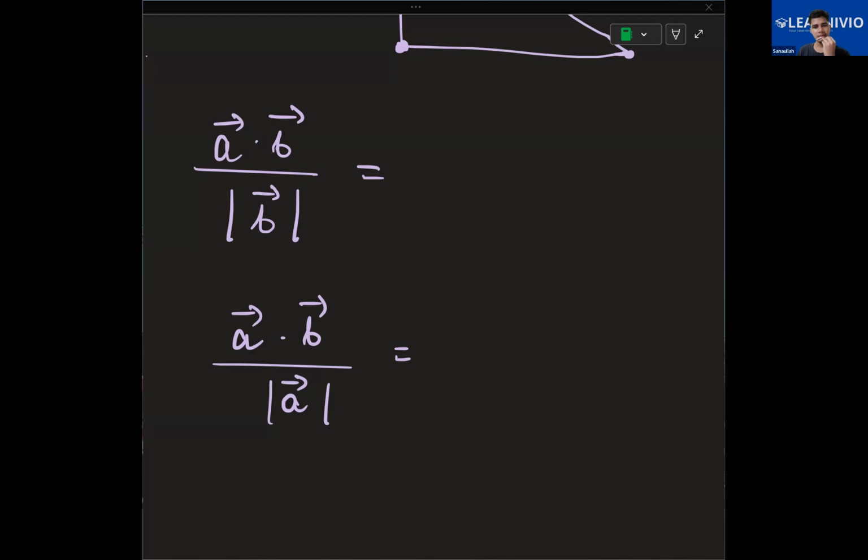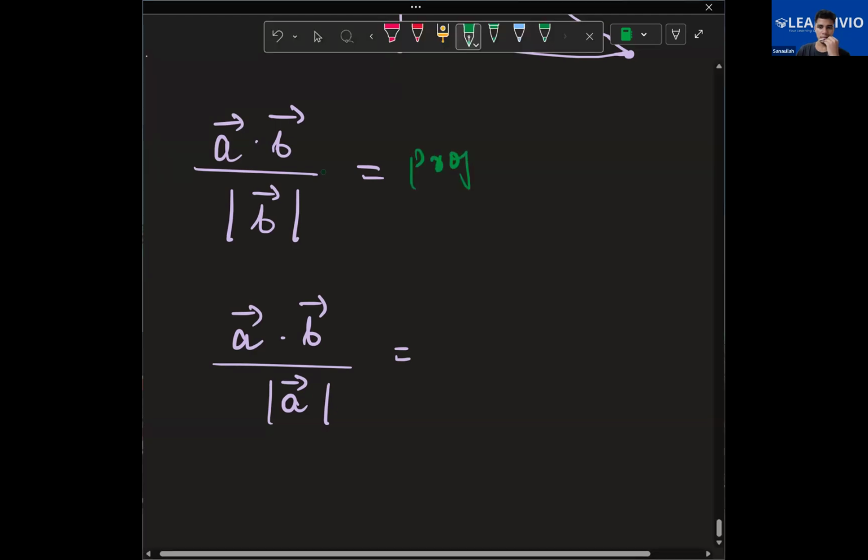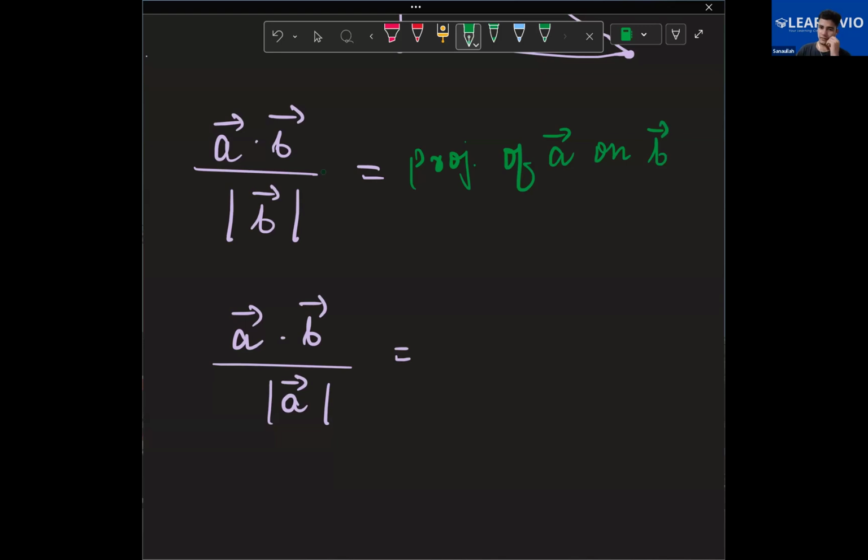The first one is the scalar projection of A vector onto B vector. Okay. Projection of A vector on B vector. Okay, and the second one? Projection of B vector on A vector. All right.